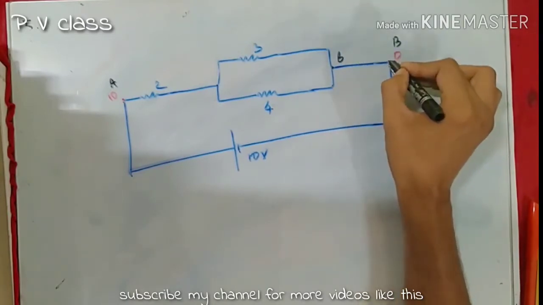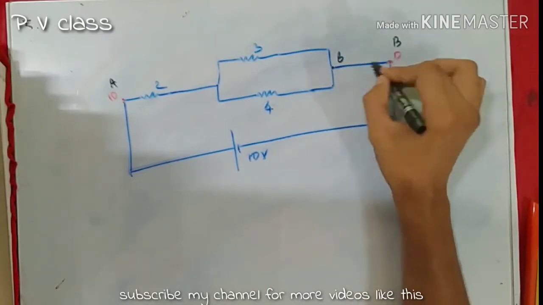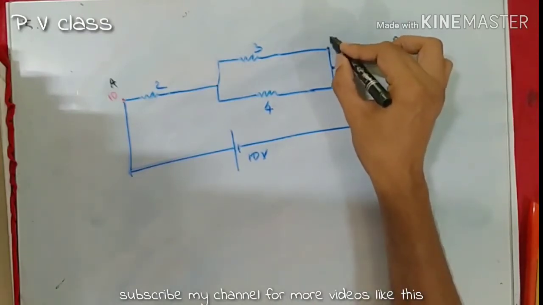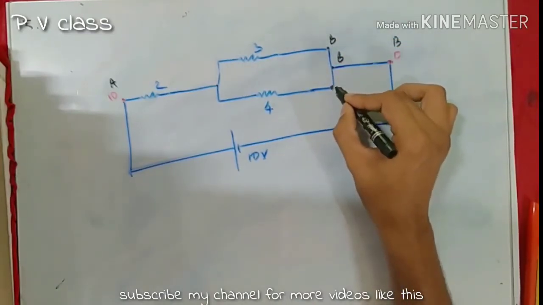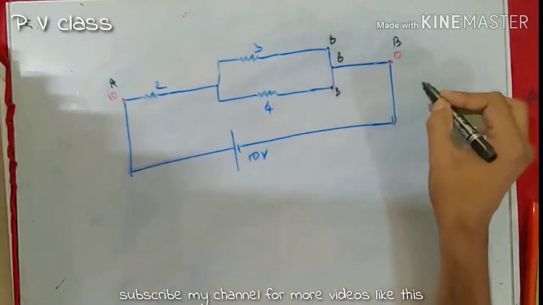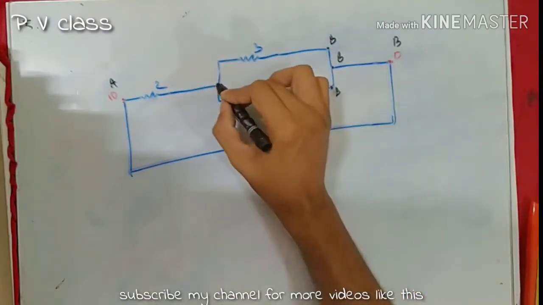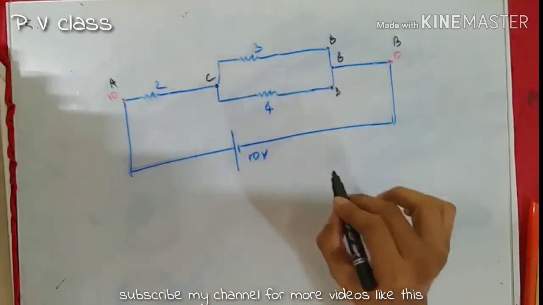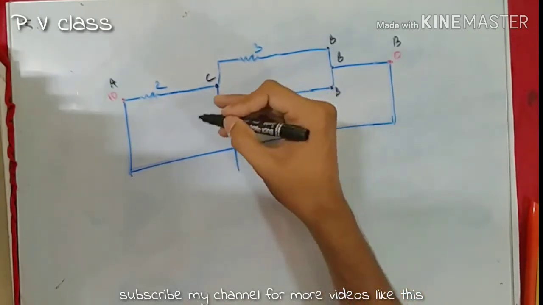The reason is there is no resistance, therefore there is no potential difference across these two terminals. And the potential over here is B and the potential over here is B. Clear? Or 0, anything. And let me call the potential over here C. Okay, the potential over here is different.